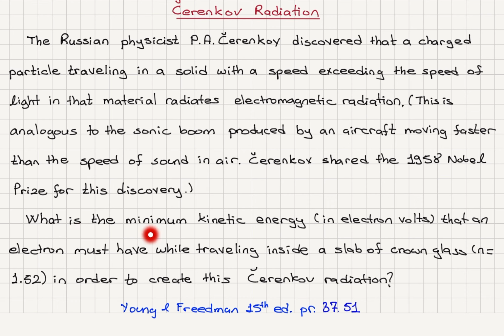What is the minimum kinetic energy in electron volts that an electron must have while traveling inside a slab of crown glass, index of refraction 1.52, in order to create this Cherenkov radiation?